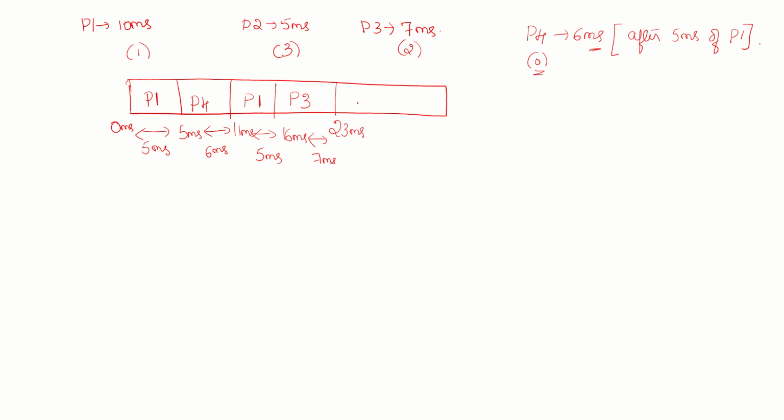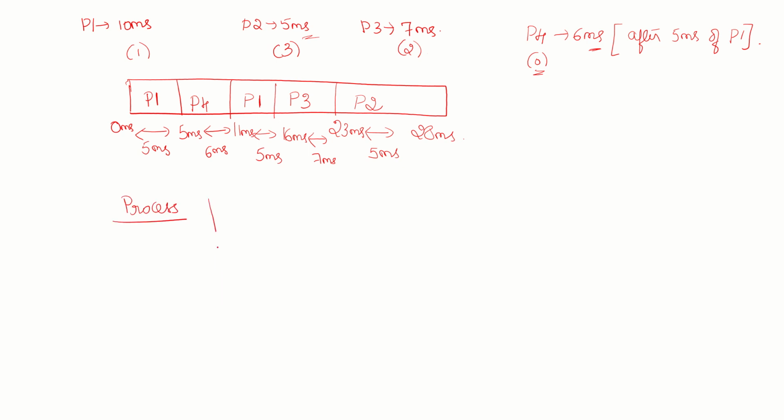So the last priority process is P2. It comes at 23 milliseconds. It executes for 5 milliseconds. Completion time is 5 milliseconds. And the execution of P2 also completes at 28 milliseconds. Now we will draw the table.